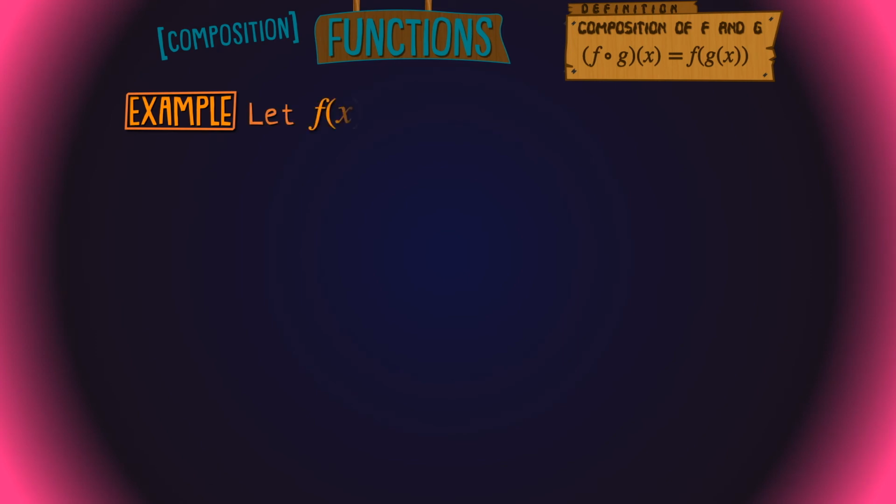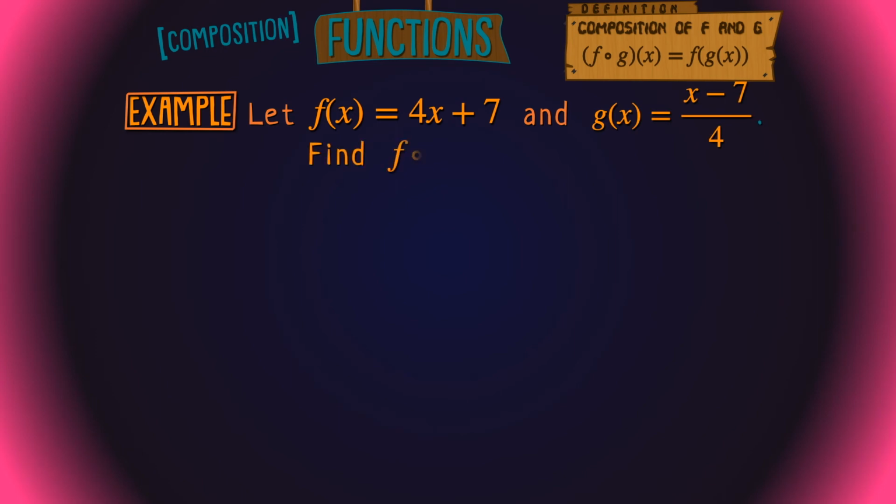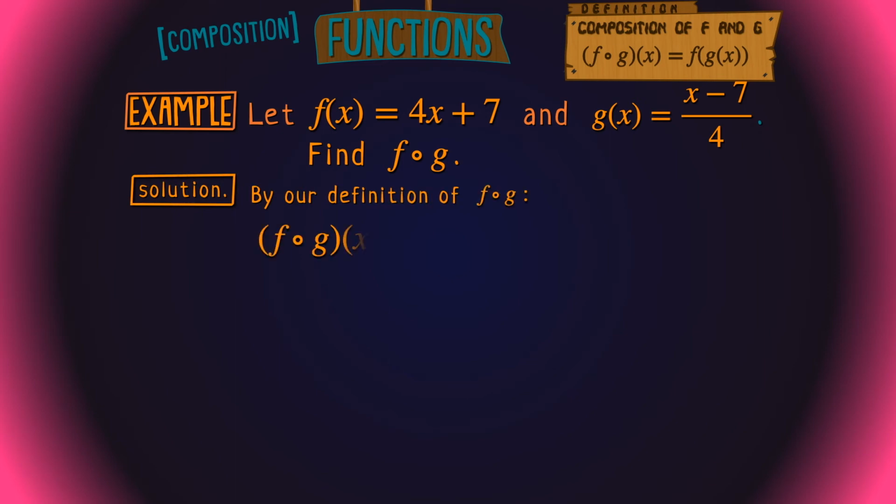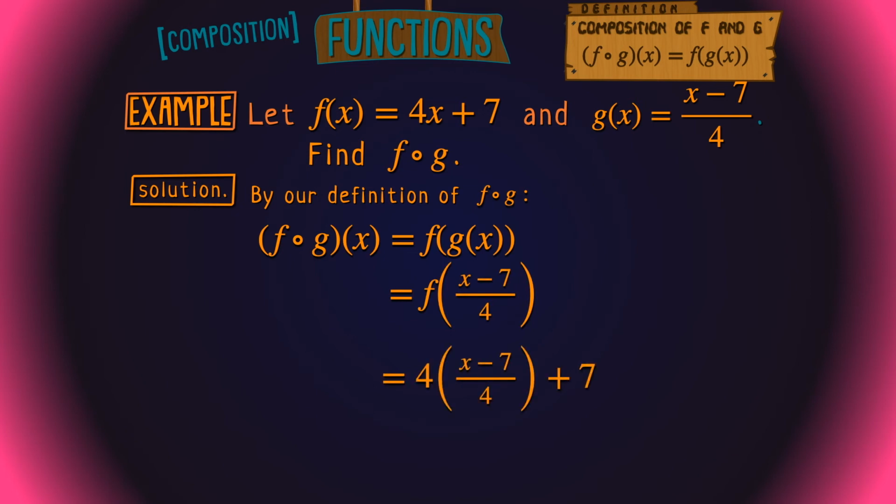Now let f of x be 4x plus 7, and g of x be (x minus 7) over 4. In this case, we're asked to find f composed g. And so if we go through this again, f of g of x is really f of (x minus 7) over 4. So that's 4 times (x minus 7) over 4, plus 7. Now notice that those 4s can cancel, and we're left with x minus 7 plus 7, which is just x.